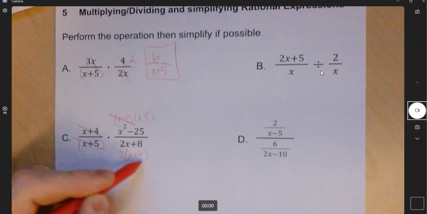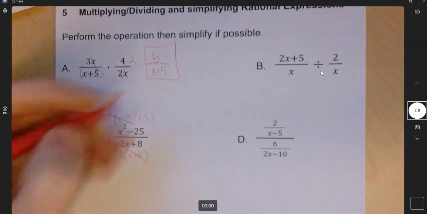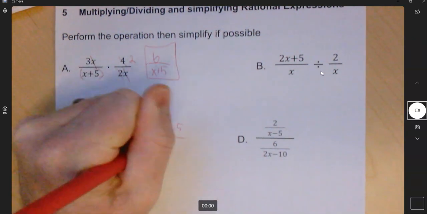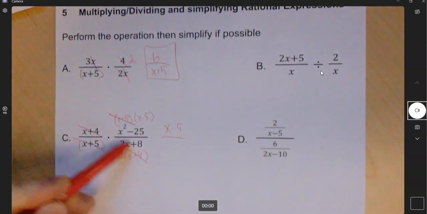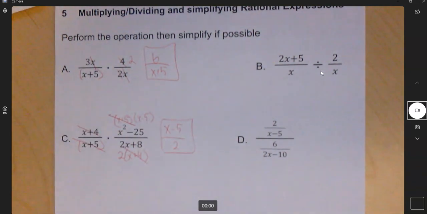An x plus 4 will cancel with an x plus 4. And now I'll multiply everything straight across. On top is just an x minus 5. On bottom is a 2. All done. Let's try D.